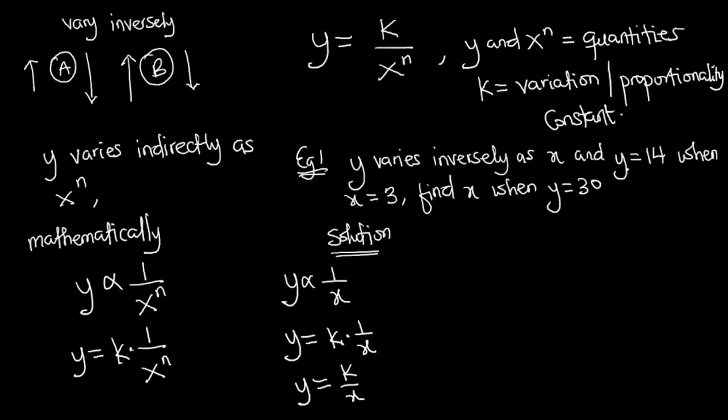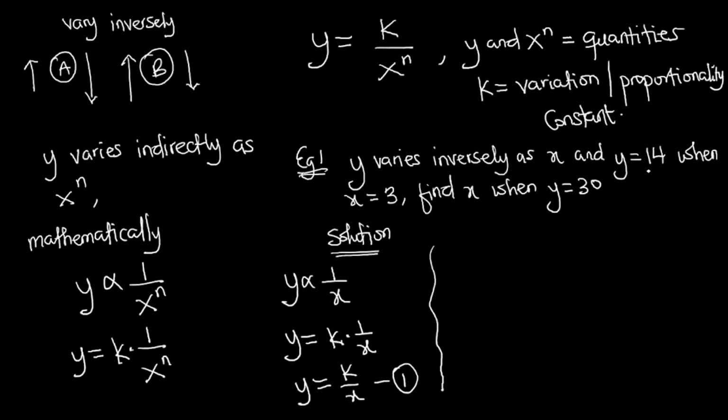Now we've been told that when y is 14, x is 3. So with these two values given to us, when we do the substitution into this equation, assuming this is equation 1, we will be able to find our constant or our variation constant. So let's go ahead and do that.